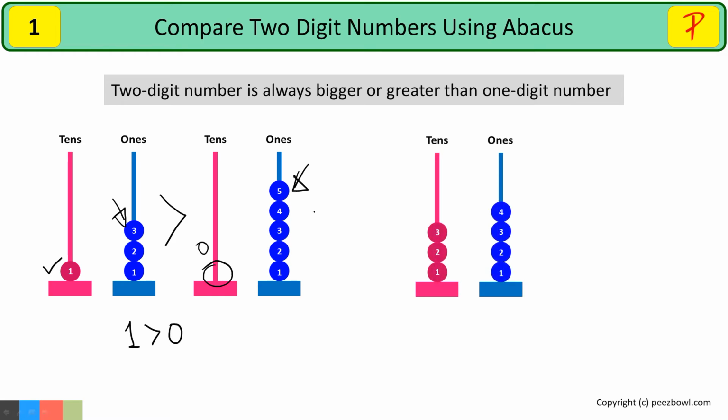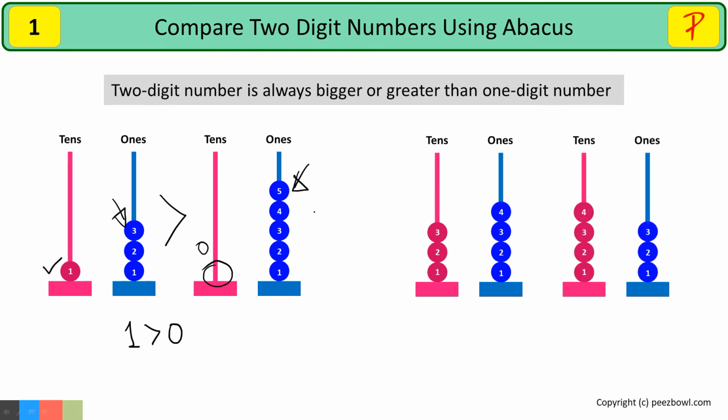Let us take two abacuses. On the left hand side we have abacus showing number 34, and on the right hand side we have abacus showing number 43. So as per the rule, we will compare higher place value first. In this case also, we will compare numbers at the tens place.